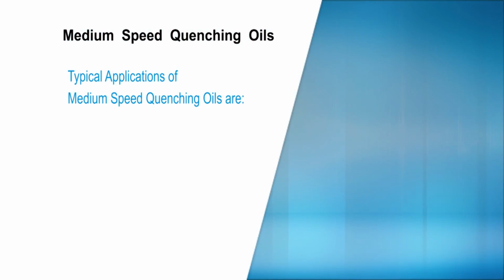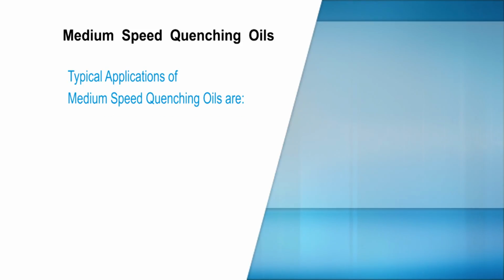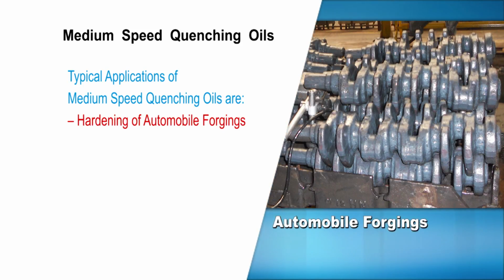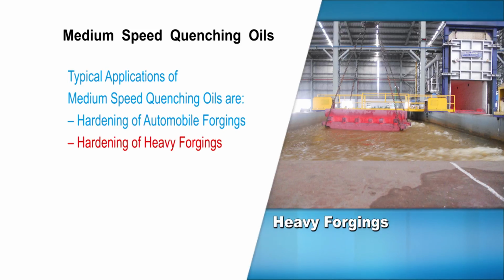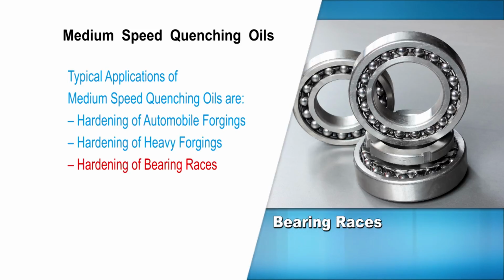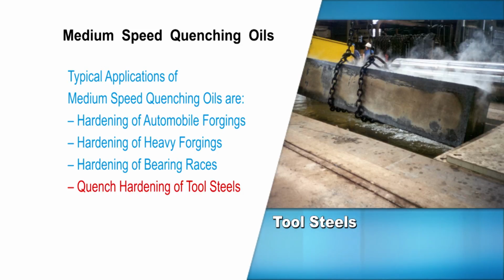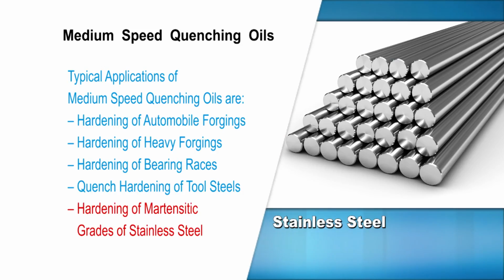We can summarize the typical applications for use of these quenching oils as hardening of automotive forgings, hardening of heavy forgings, hardening of bearing races, quench hardening of tool steels, hardening of martensitic grades of stainless steel, and many such general-purpose quenching applications.